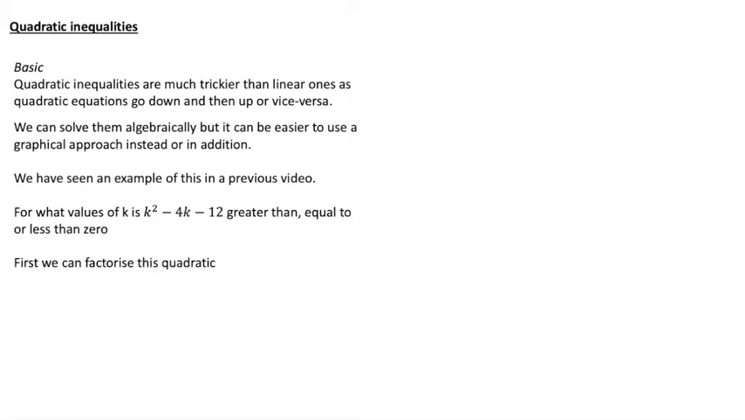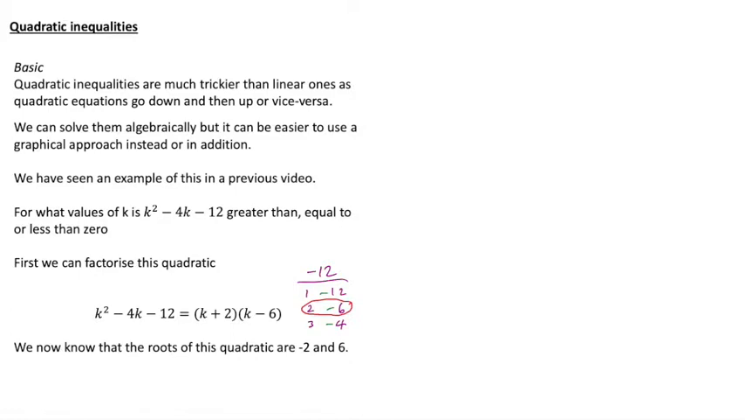The first thing we do in this situation is factorize the quadratic. We have a constant of minus 12, so we need the pairs that multiply to that: 1 and 12, 2 and 6, 3 and 4. We also notice that the pair needs to add up to minus 4, so we need the larger number to be negative, and then we can identify 2 and minus 6 does the job. So k squared minus 4k minus 12 is equal to (k plus 2)(k minus 6). That tells us that the roots of this quadratic are minus 2 and 6.